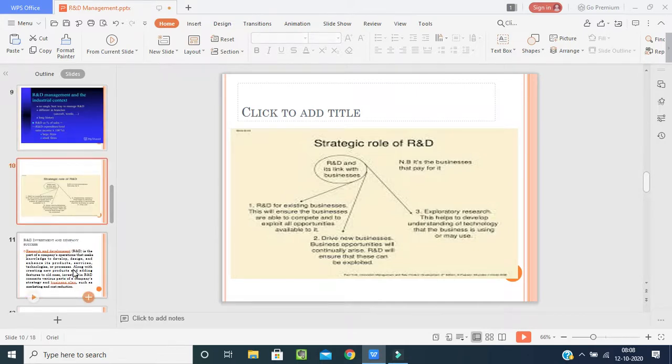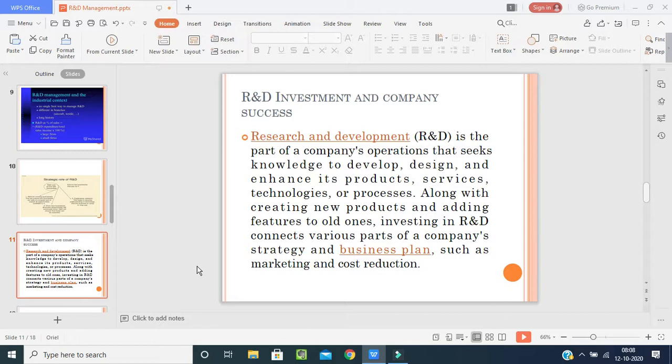Now we will go for another topic, that is R&D investment and company success. Why do we have to do that? Why does every company or organization need an R&D department in their organization? Why, how much, and when do we have to utilize R&D investment, and how will the company get success if they use this system or this department?